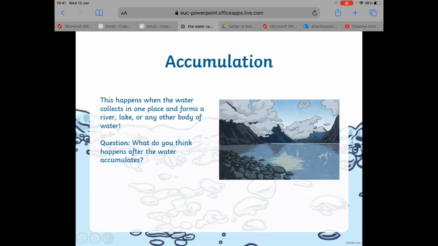And then the other part we have is called accumulation, where the water collects in one place and forms a body of water, like a river or a lake. What do you think might happen after that water accumulates? Have a little think. And of course, the next step in the process of the water cycle is it evaporates again. So you can see how the water keeps on changing state, depending on where it is in the water cycle, depending on different things that are happening around, such as temperature, how warm the weather is, how cold the weather is, affects the state that water will be in.